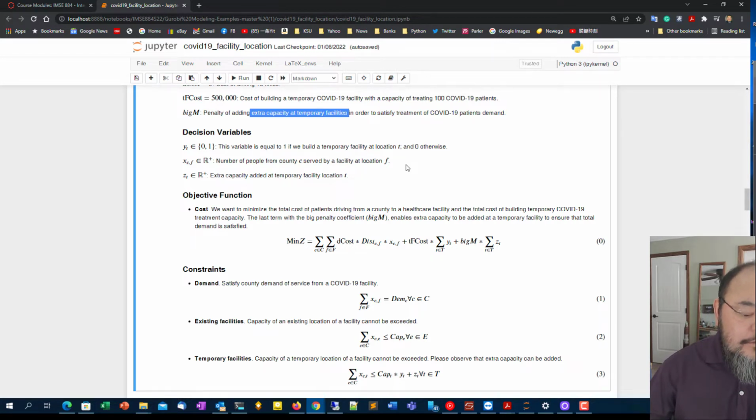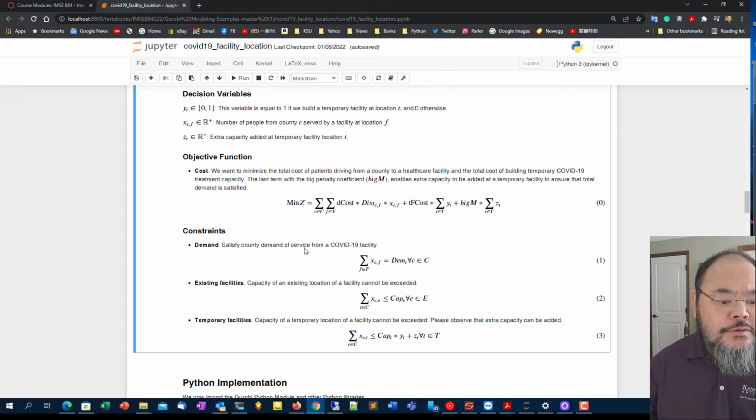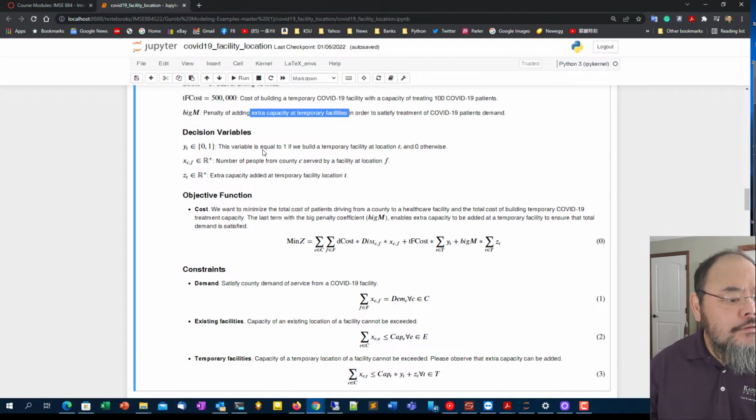So this is a typical capacitated facility location problem. Finally, the Z is the extra capacity added to the temporary facility location K. So this Z maybe has a prohibitive cost. So our objective function has 3 terms, based on these 3 different decision variables.